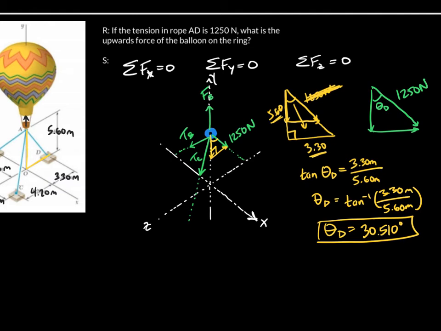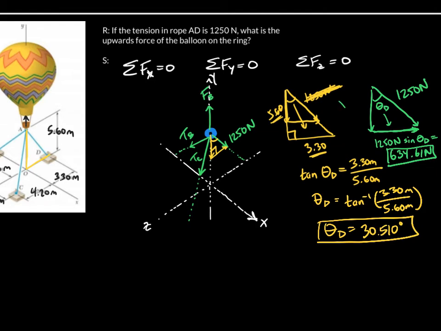Okay, and so this bottom side of this triangle right here is going to be, well, sine or cosine. Well, we're opposite, so it's going to be the sine. So it's going to be 1250 newtons times the sine of theta D, which if I plug into my calculator equals 634.61 newtons.